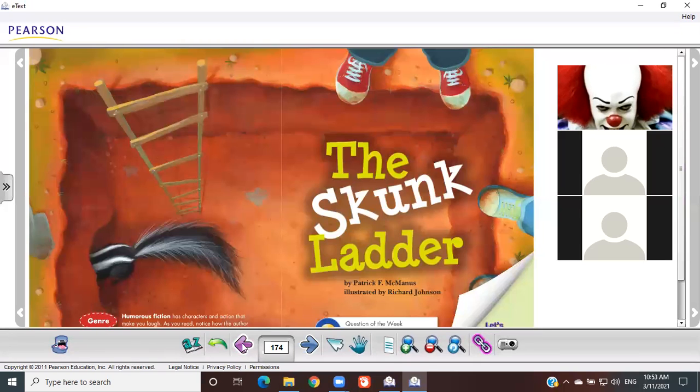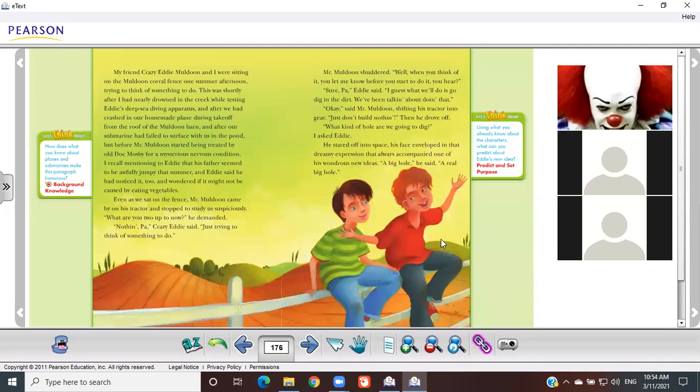Someone asked me about the skunk. It's an animal with black and white stripes, or it's black and has white stripes, and it makes a bad smell when it's afraid, of course. If you don't make it afraid, that's it.